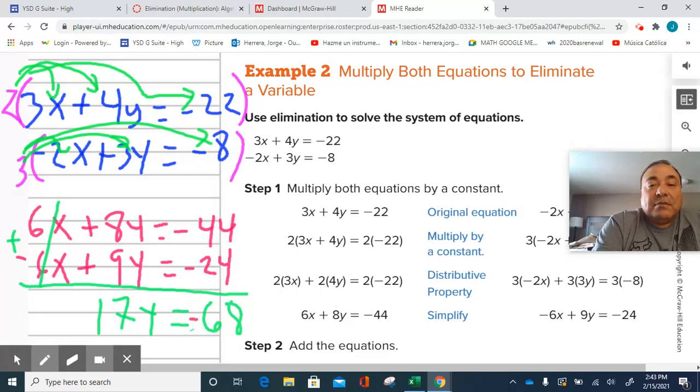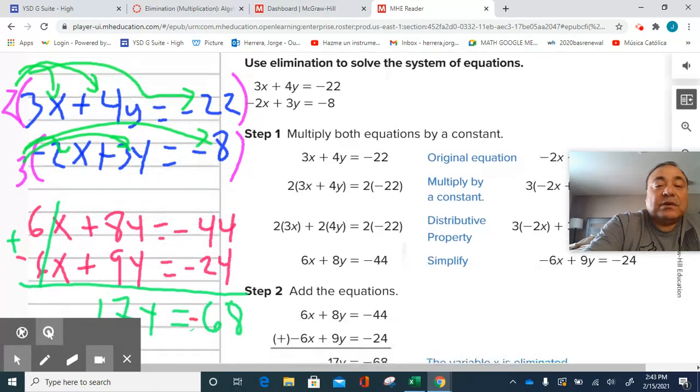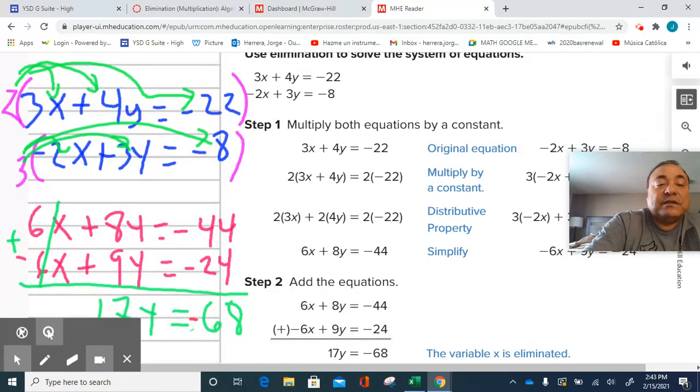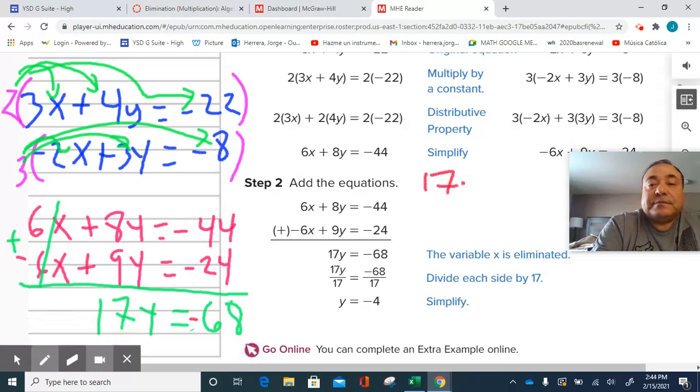Okay. With that in mind, let's see if that can scroll down. Nope, it doesn't. So it does not matter there, guys. What we need to do is divide both sides by 17. Okay, so let me just go here, and I'm going to divide. So now what I have right there is 17y equals negative 68.